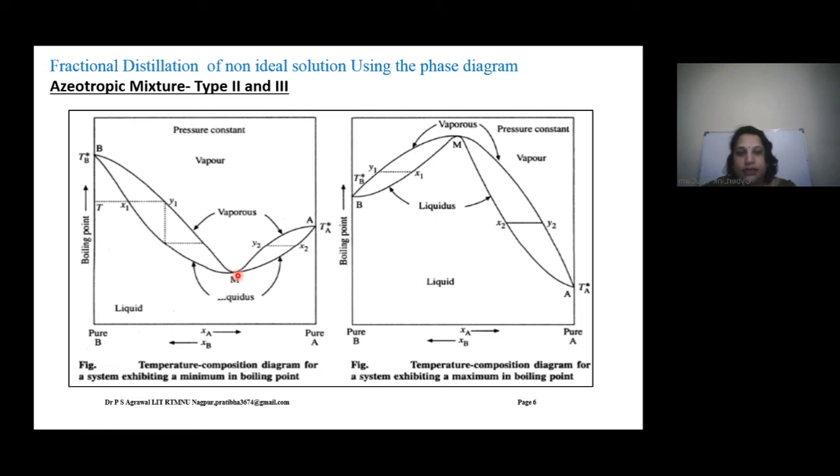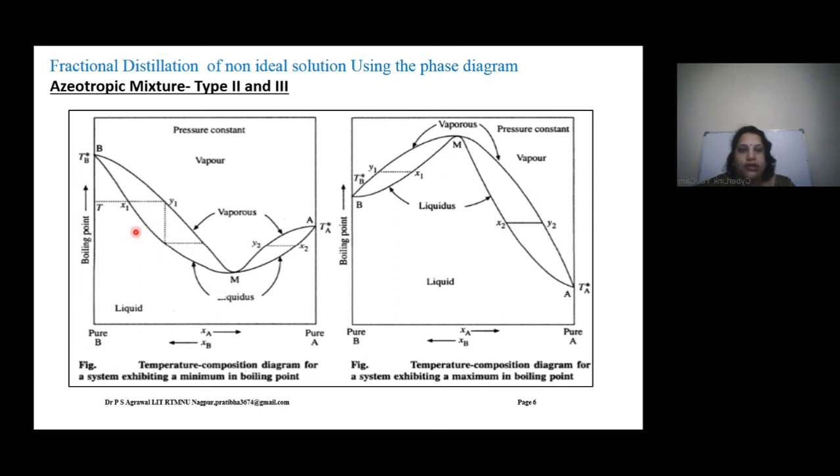Now we will see this. Consider the distillation here. Say we will consider a point x1 lying between this point. We can see from the diagram that it is divided roughly into two parts. Suppose our composition lies this side, point x1.